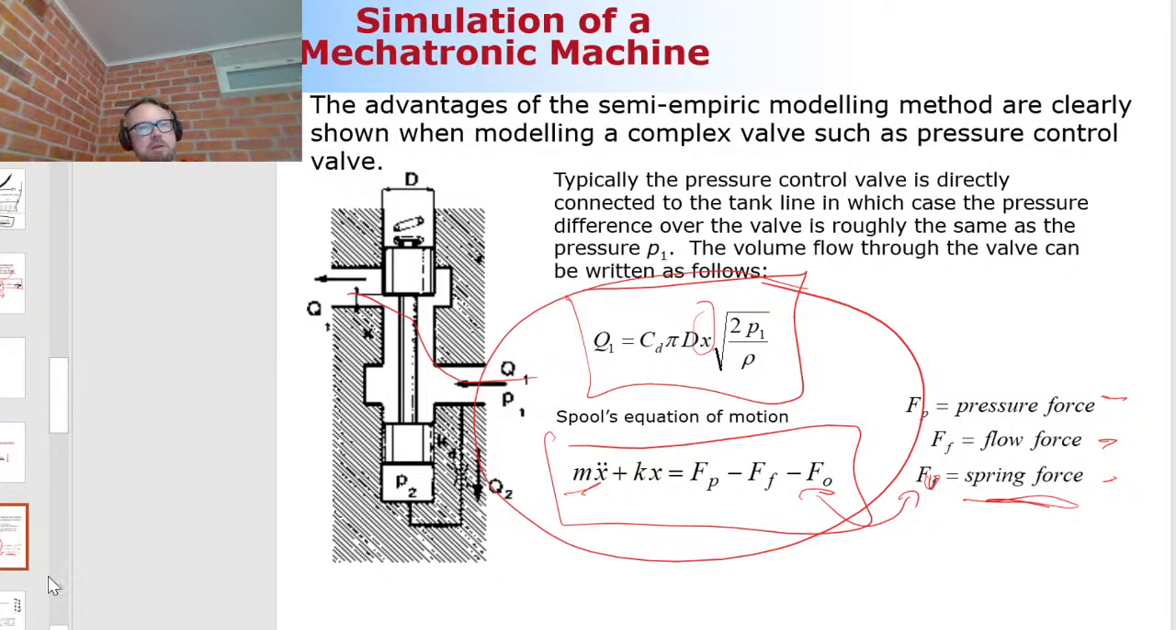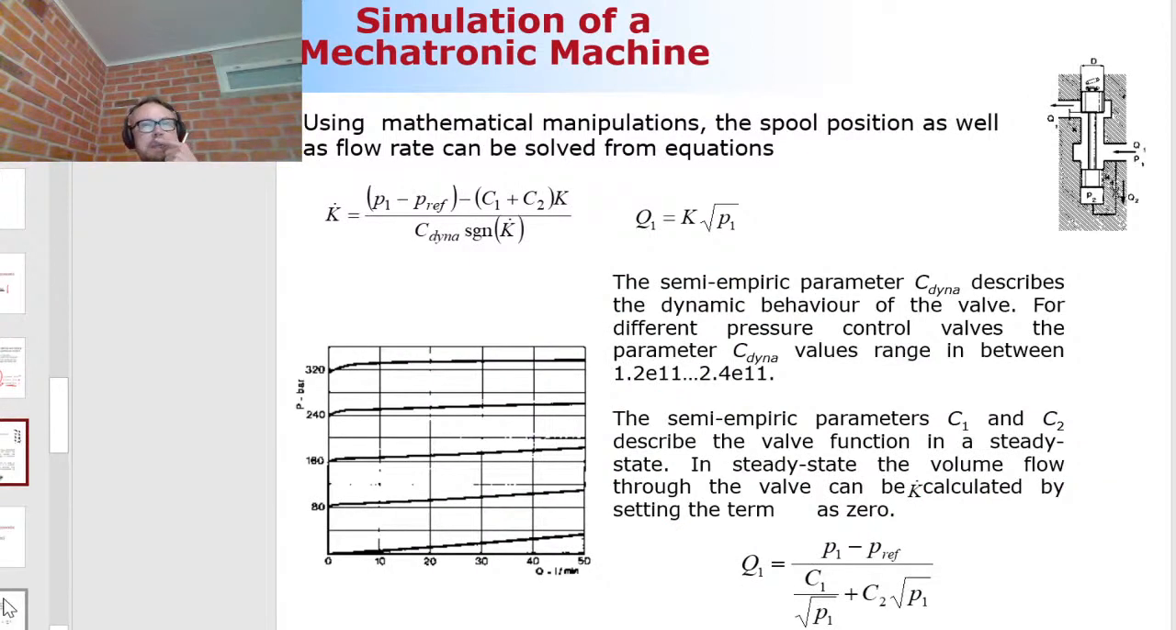Once you do this manipulation, it looks like this. You get the parameters, where the K here is a representation of spool position, and the parameters you need are C1, C2, and C dyne. So you need 3 parameters instead of the number of parameters mentioned earlier. And these parameters you can get again from the manufacturer's catalog. So it makes quite a bit of sense to use this approach.